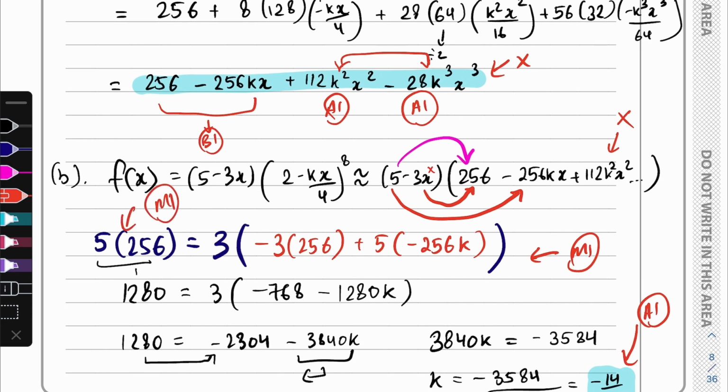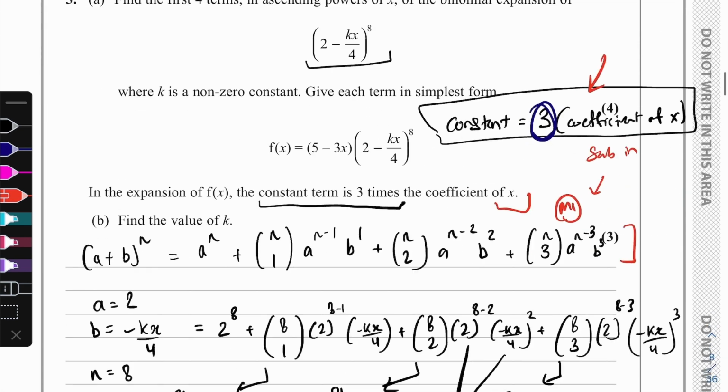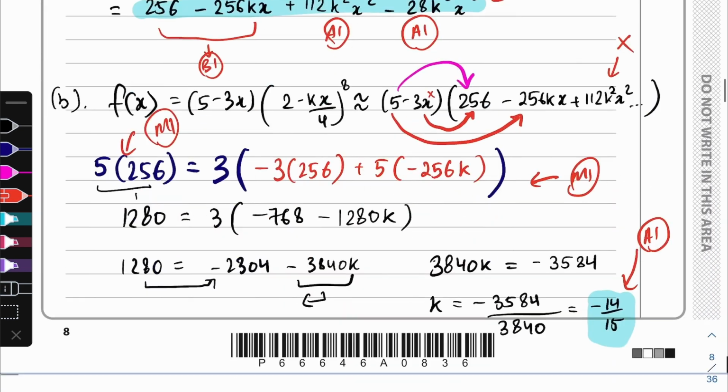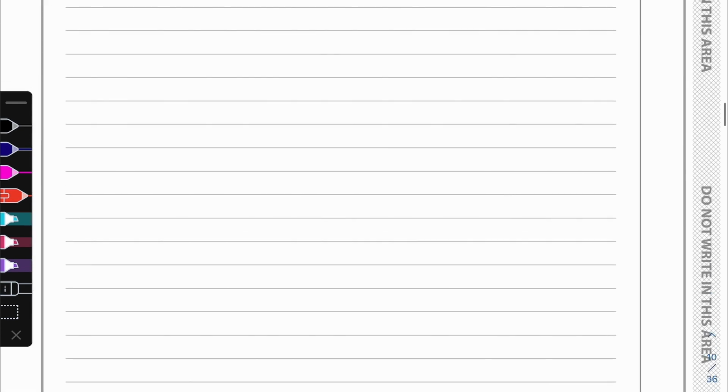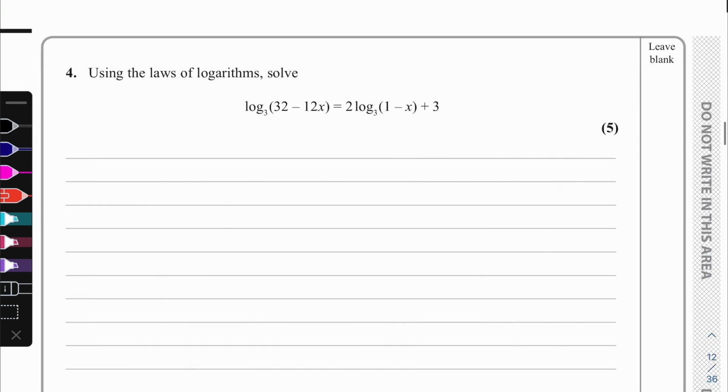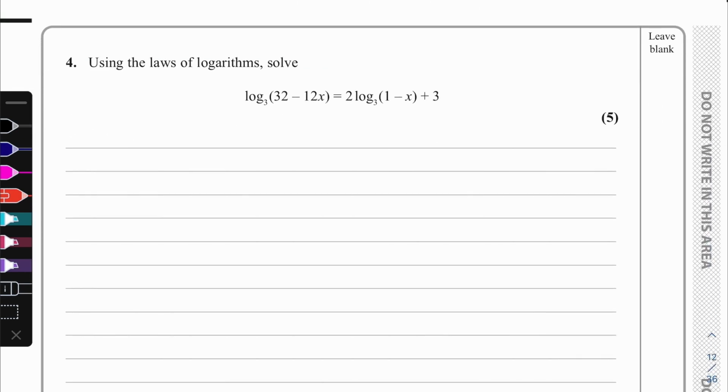Alright. So this is the end of the question. Now we have question number 4. Using the laws of logarithms, solve the equation. We have log base 3 of 32 minus 12x, minus 2 log base 3 of 1 minus x, equals 3.